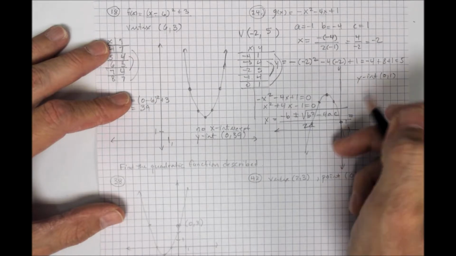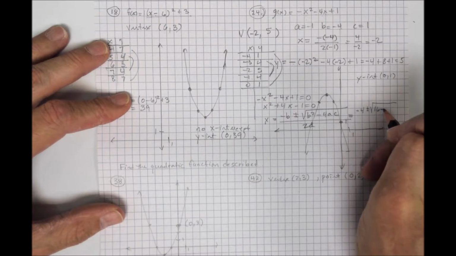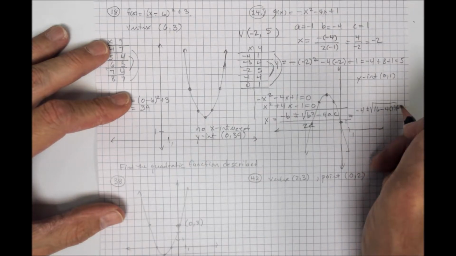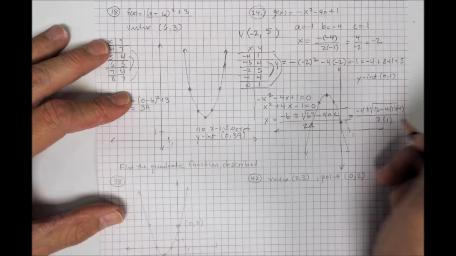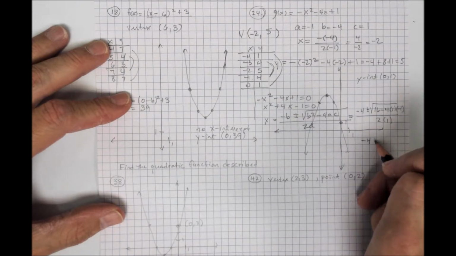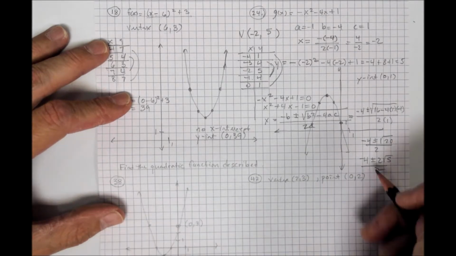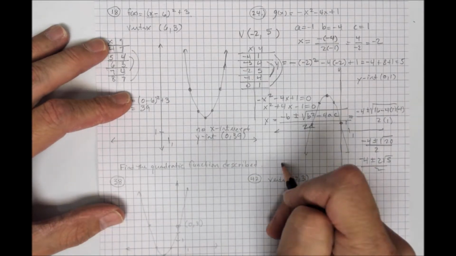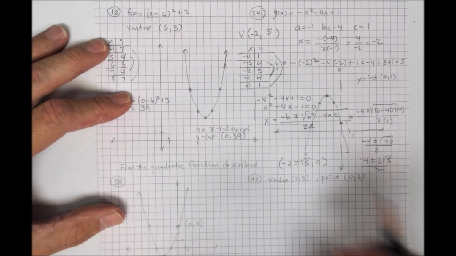Let's see, that'd be negative 4 plus or minus the square root of 16 minus 4 times 1 times negative 1. So that's going to be negative 4 plus or minus the square root of 20 all over 2. The square root of 20 simplifies to 2 square roots of 5, divided by 2. 2 goes into both, so that's going to be negative 2 plus or minus the square root of 5. And those would be the x-intercepts.